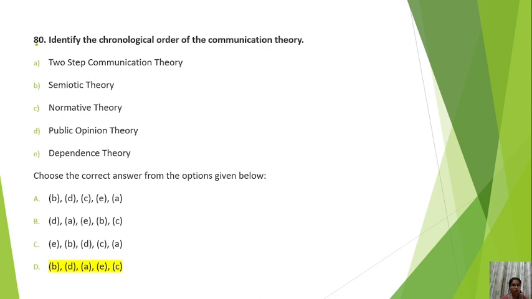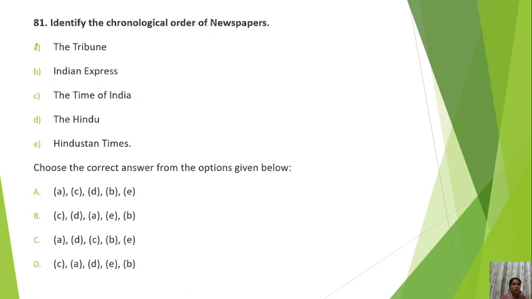But I'm not saying do not read the concepts. Of course, do read the concepts, the books, okay? Don't always apply tricky methods. Next is chronology of newspapers: The Tribune, Indian Express, Times of India, The Hindu, Hindustan Times.